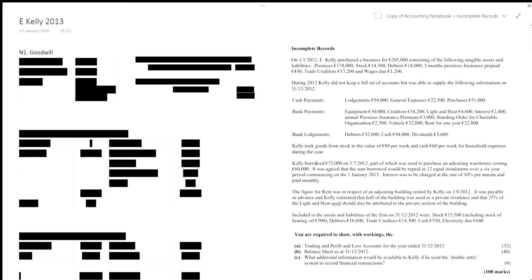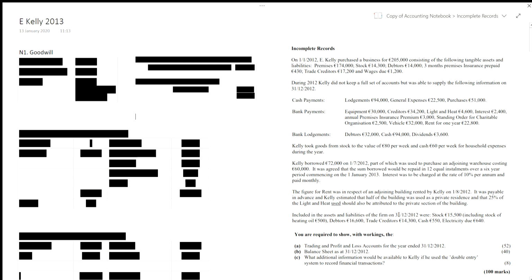We then have 3 different paragraphs that we'll be going into detail on soon. And the last paragraph is, as normal, we're told at the end of the year details about assets and liabilities. So assets and liabilities at the end of the year was closing stock, including heating oil, debtors, creditors, cash, and electricity due at the end of the year as normal.